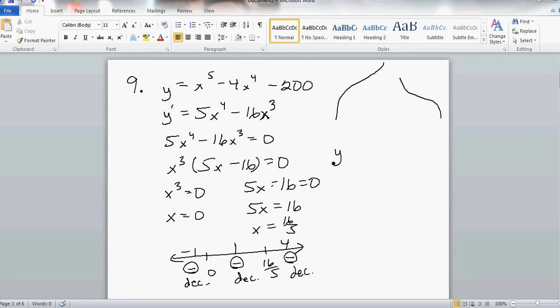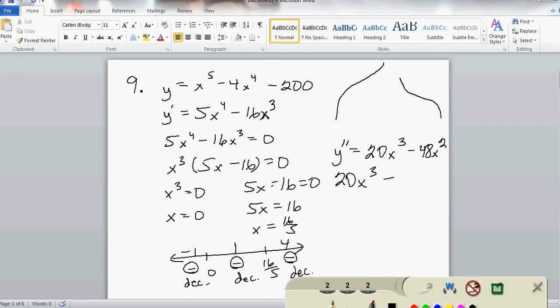Now we need to find the second derivative. Taking the derivative of the first derivative, it would then be 20x cubed minus 48x squared. And where does this equal 0? Well, once again, we just set it equal to 0 and check. So let's see. You know what? I plugged the values in wrong here. Let's go back. Hold that horse up. Because I took it back to the original instead of the derivative.